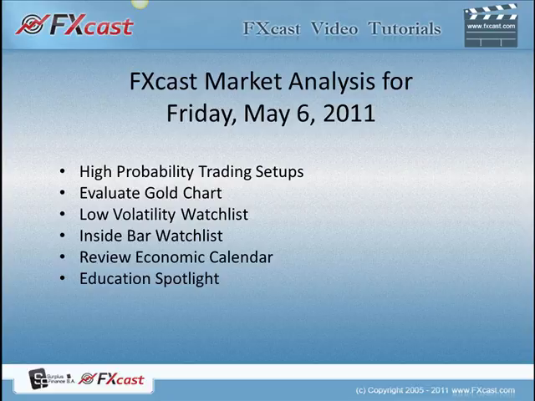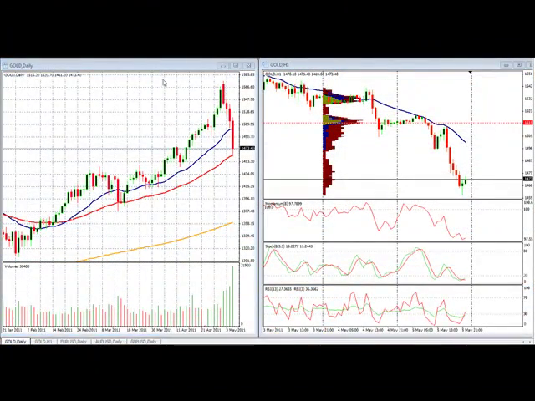With that, we're going to actually start today off with the gold chart. So here we are looking at the daily chart of gold, and what we talked about yesterday was being prepared to see, will the 20 hold up or will it come down to the 50 like we did in the past. And you can see we came right on down, tested the 50.